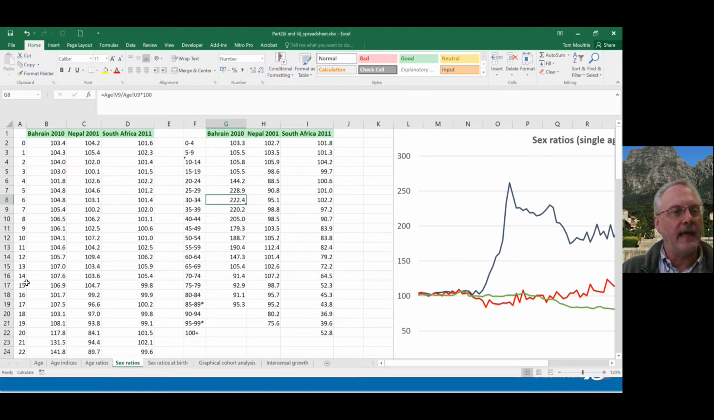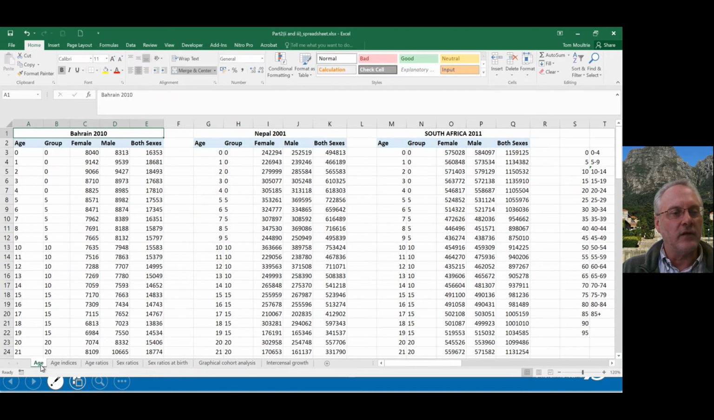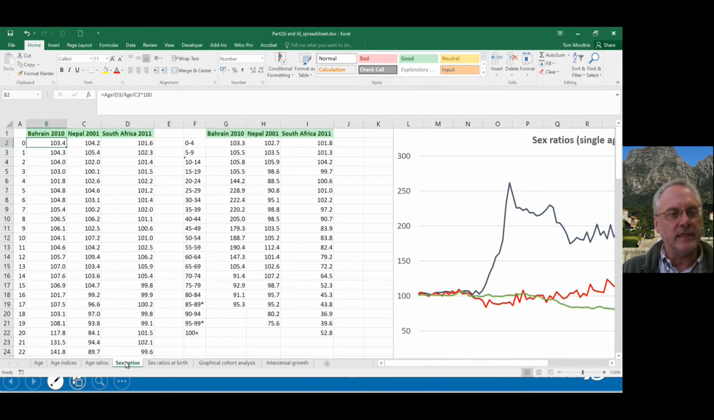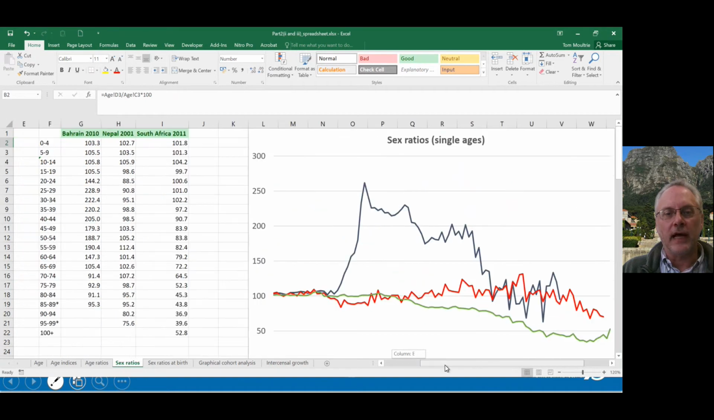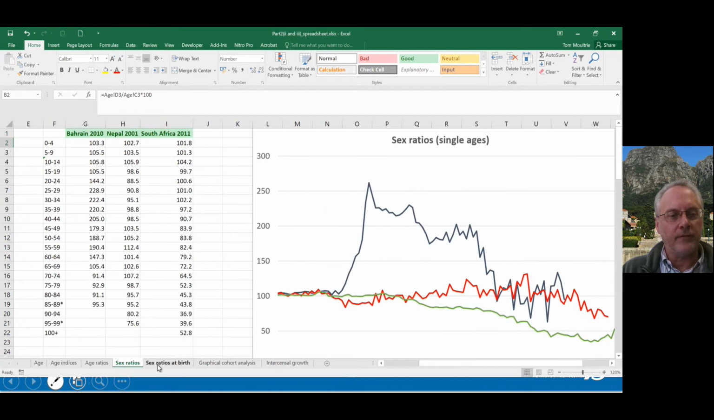Going down here in column A are the sex ratios by single years of age, and those are derived from the tabulation of the age data on the age sheet, which was used as the initial input into the earlier investigations we did in the previous section. Columns B, C, and D present the sex ratios by single years of age for those three countries. And equivalently, in columns F to I, we have the sex ratios by 5-year age groups, and the plots are shown further along the graph.